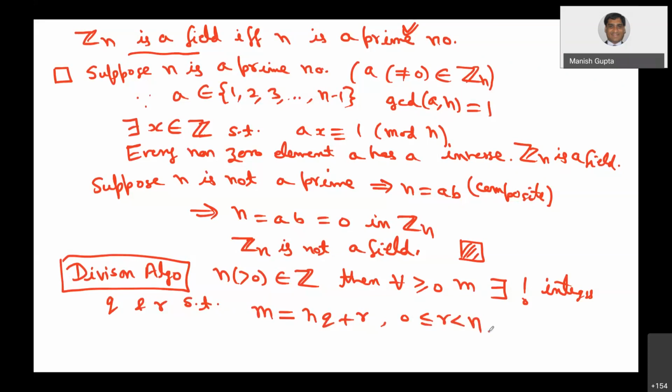If n is a positive integer, then for every positive integer m, there exist unique integers q, known as quotient, and r, known as remainder, such that m is equal to nq plus r. So this is one very basic Euclidean algorithm.